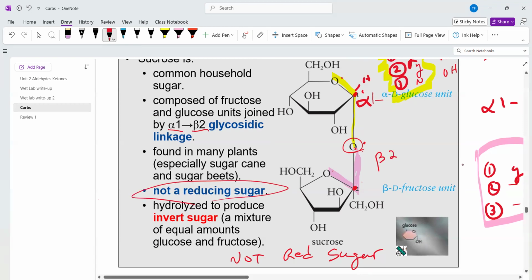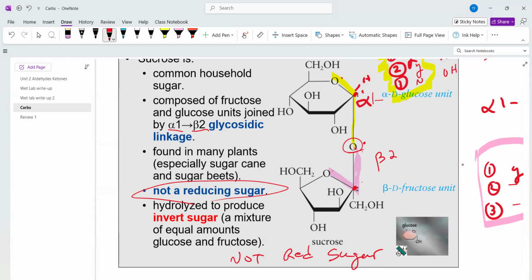Right here it says reducing sugar. Why isn't it a reducing sugar? No hemiacetal. No hemiacetal. Boom. It's either yes or no. Nothing in between. So that's the third disaccharide you need to know.